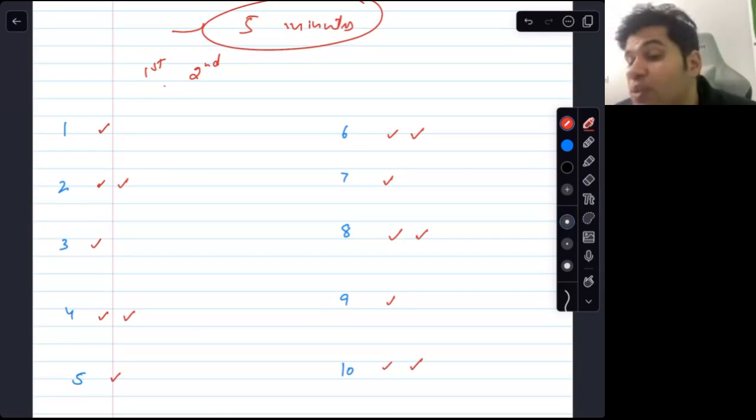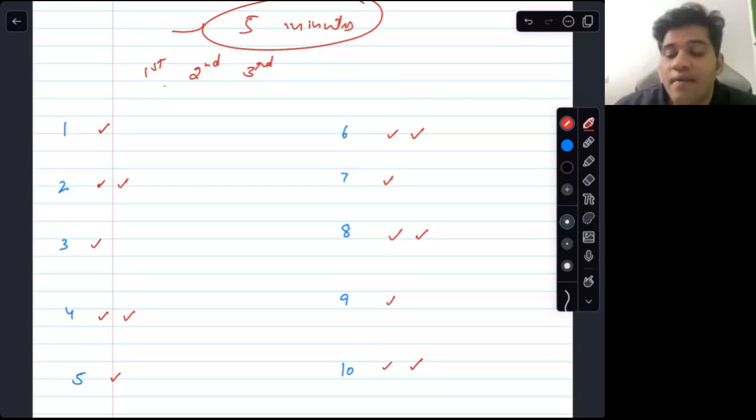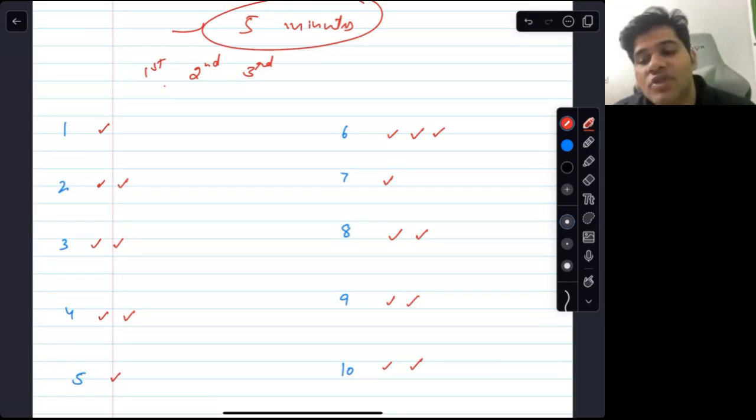For the third fluctuation, which bulbs will toggle? Not all odd. For the third fluctuation, multiples of 3 will toggle. That is third bulb, sixth bulb, ninth bulb. 3, 6 and 9.